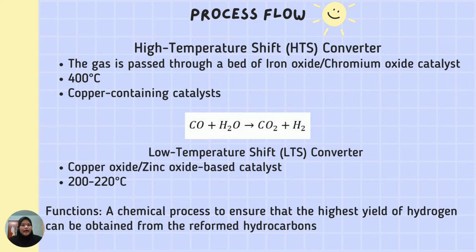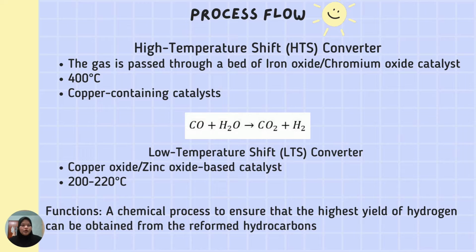Next is the high temperature shift converter. The gas is passed through a bed of iron oxide or chromium oxide catalyst. We use 400 degrees Celsius as the temperature and it contains a copper catalyst. This is the chemical equation for these reactions.